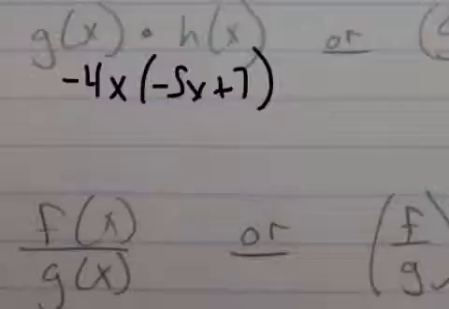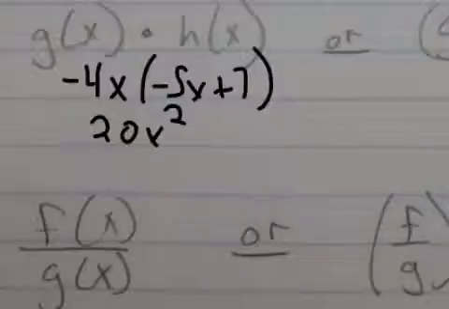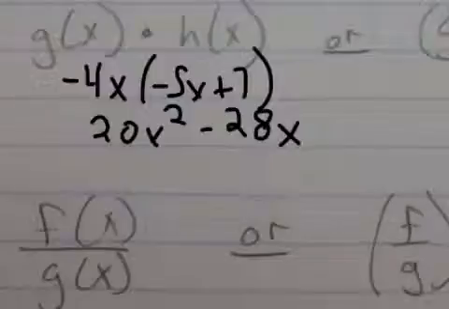So let's go ahead and do that. Negative 4x times negative 5x is 20x squared, because negative times a negative is a positive. X times x is x squared. And then negative 4x times that positive 7 is a negative 28x. And yeah, we're done. That's it. You just multiplied those two functions together. I'm very proud of you. Way to go. And so that's it for the third one. Finally, let's go ahead and divide two functions.